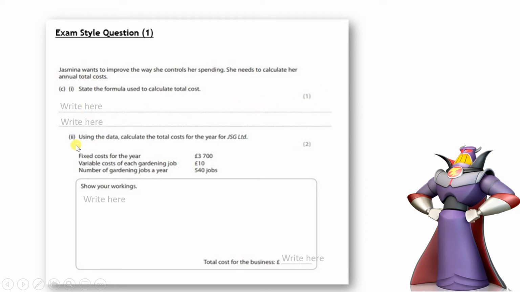Part 2 of the question. Using the data, the bit below, calculate the total costs for the year for JSG Limited. So you've got the items, you've got the figures, you might have to calculate a few things, and then your calculations and your final answer will get you your 2 points on this question.